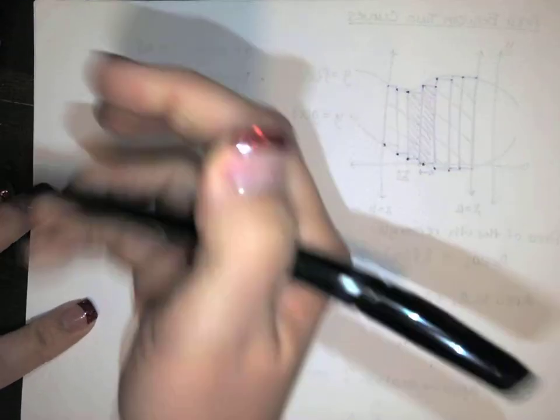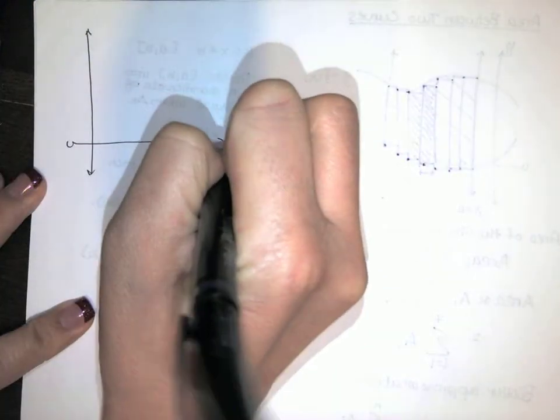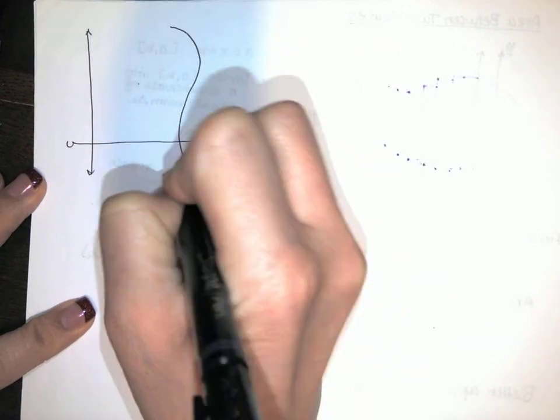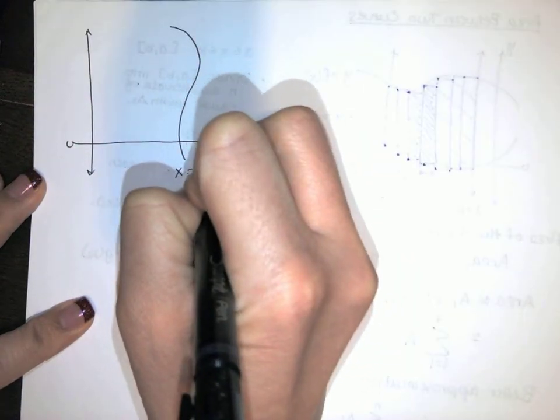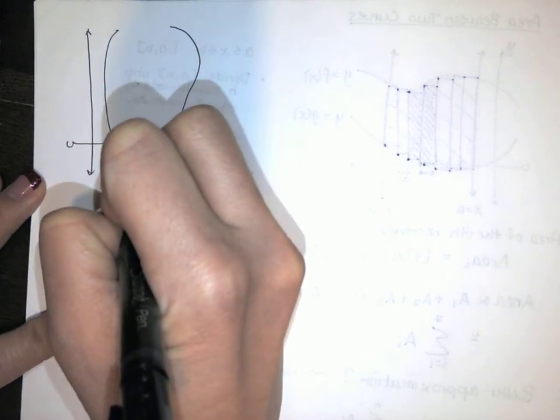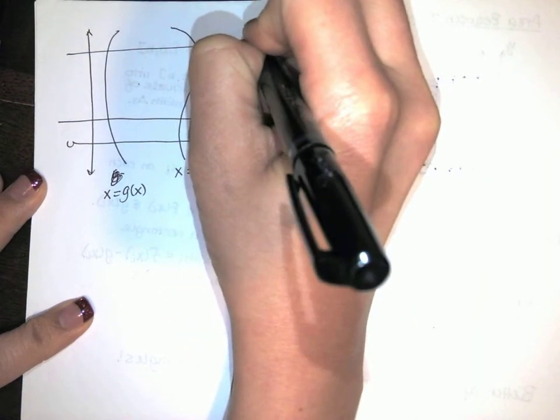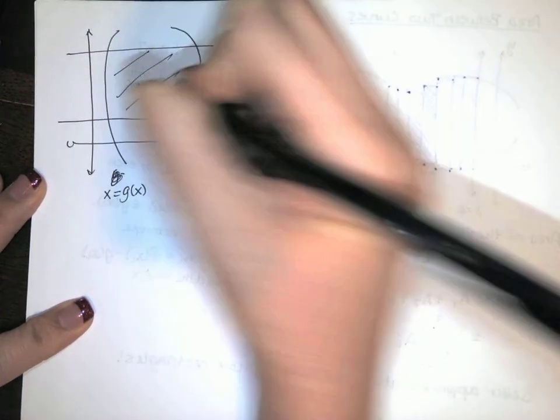Now, it's also possible that it could go the other way. Rather than having a top function and a bottom function, you might have a left function and a right function. So maybe this is x equals f of y, and this is x equals g of y, and we want the area between y equals c and y equals d. So we want that area right there.